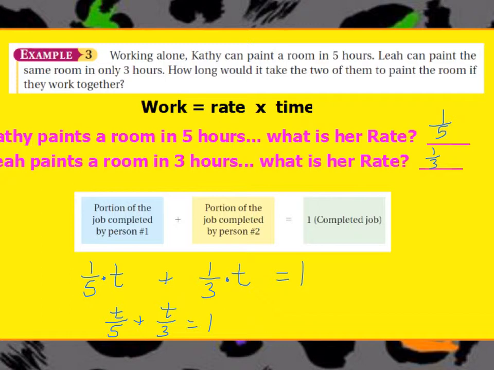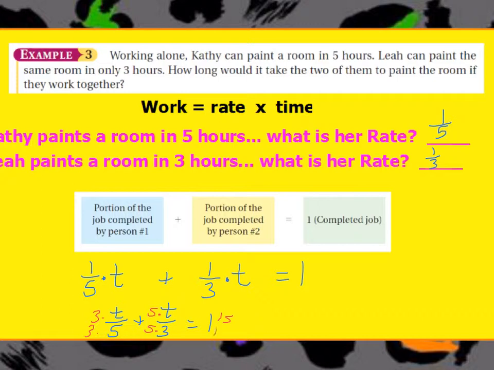All right, so I'm going to come over here on the side and get a common denominator. If I look at this, it looks like my common denominator would be 15. So I'm going to take this times 3, and this one times 5, and this one times 15.